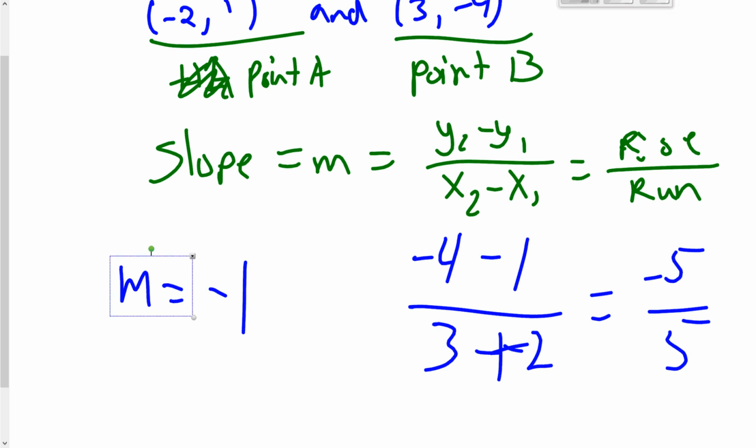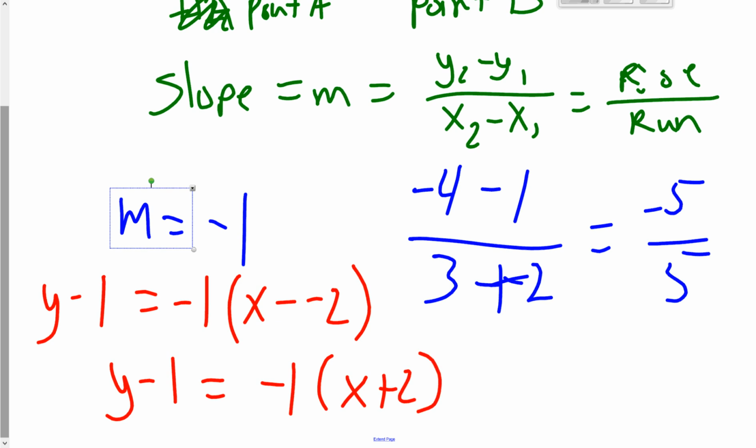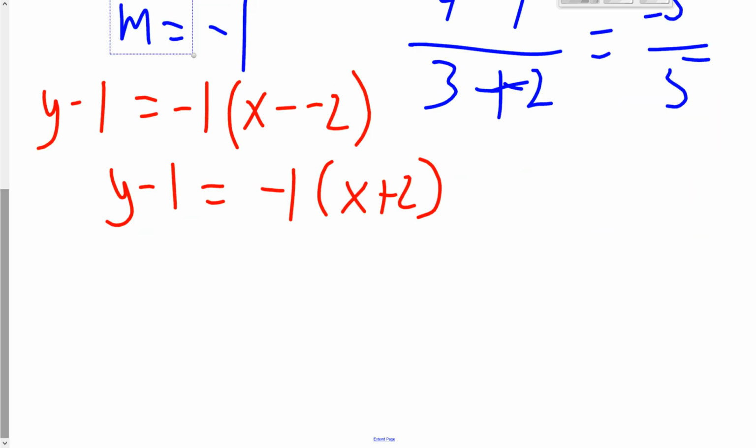I can choose any point. Let's choose the first point. So y minus my y value, which is 1 of that first point, point A, and then equals my slope times x minus my x value, which is a -2. Now I can just simplify this. Y minus 1 equals -1 times x plus 2. So there's point slope form, right? Okay, I can stop there because I'm done.